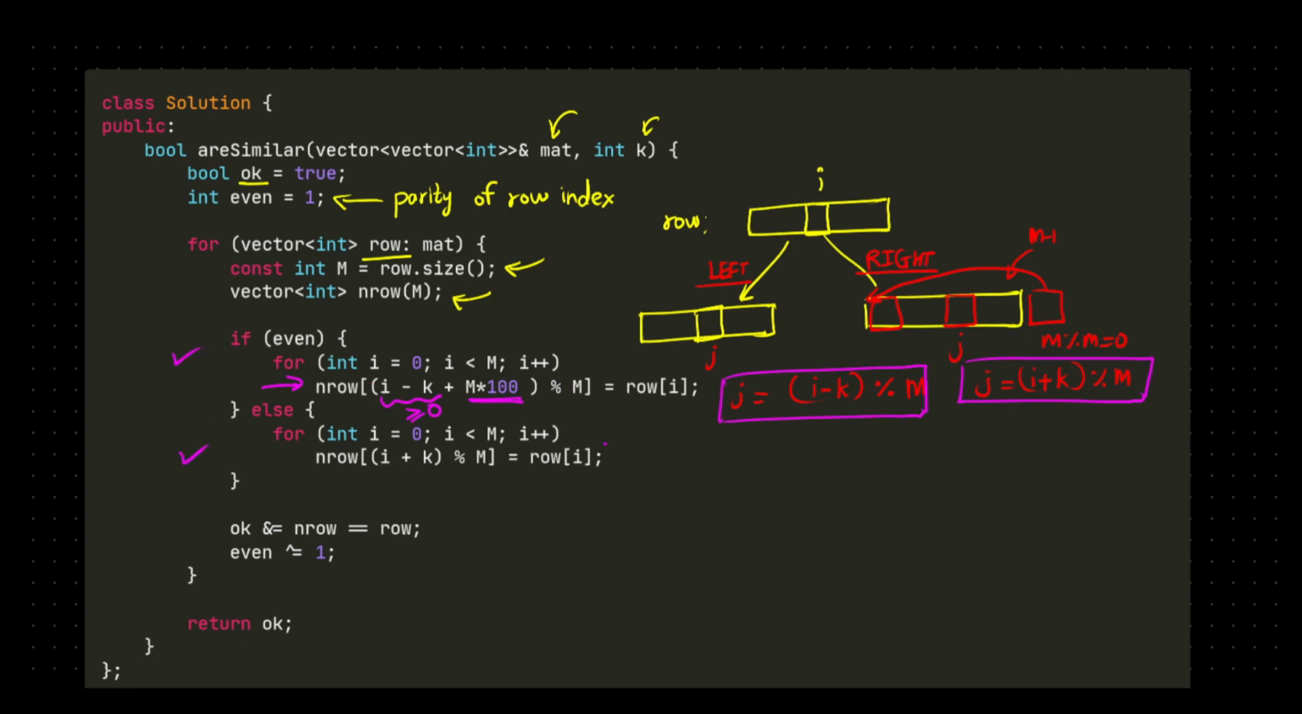So for even and odd, we are applying the formula and checking whether both of these rows are the same. This and is because we need to check for all the rows. This condition should be valid for all the rows. Hence, we need to check for all of them, and I'm flipping the parity for the row index. And after that, we can return true or false depending on what is computed in the answer.